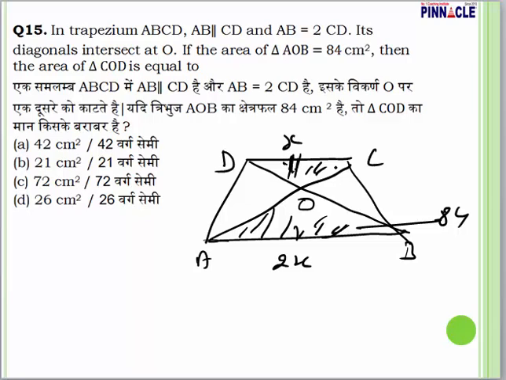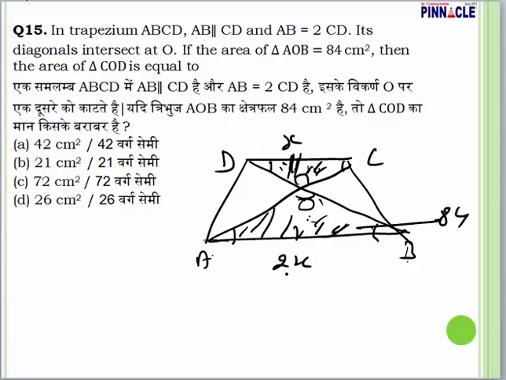Why similar? Because this angle would be equal to this angle, because these two are parallel, and this is the alternate angle. This would be equal to this, and this is the opposite angle. So all three angles of this triangle are equal to the three angles of this triangle. So this triangle is similar to this triangle. It means DOC is similar to AOB. Now if these are similar triangles, then the property of similar triangles will be applied.